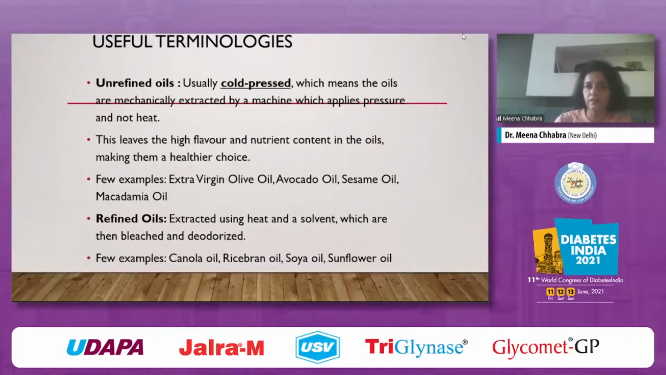Now, certain terms, what are unrefined oils? Cold pressed oils, you keep listening. Cold pressed oil is an oil which is mechanically extracted by a machine which applies pressure and not heat. This leaves the high flavor and nutrient content in the oil, making them a healthier choice. Examples are extra virgin olive oil, avocado oil. A few examples of refined oils are canola oil, rice bran oil, and sunflower oil.